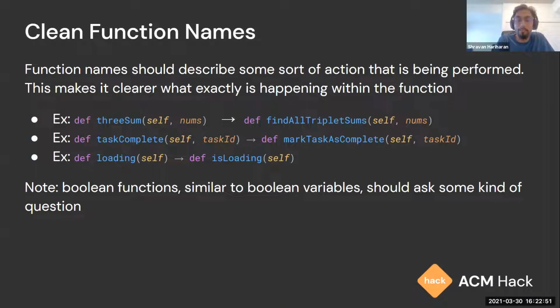However, if I rename it to find all triplet sums or something of that sort, then I know that the function is supposed to return all the triplet sums, right? It's not ambiguous. Because if you look at just the function name 3sum, it could be a void function, it could return an array, it could return a tuple, it could return all types of things. But naming the function like this makes it really obvious what is being returned, right?